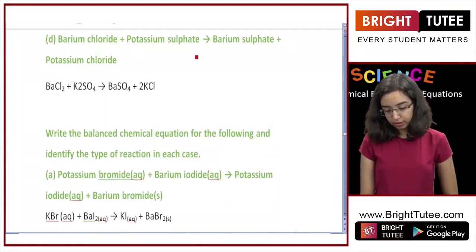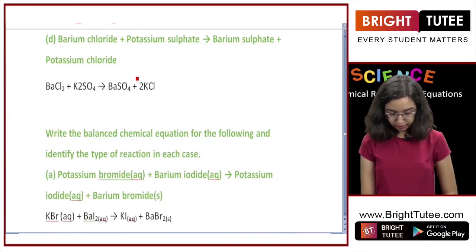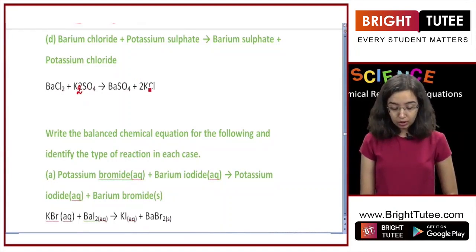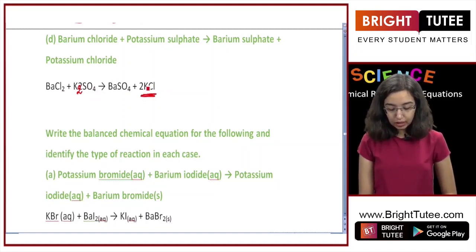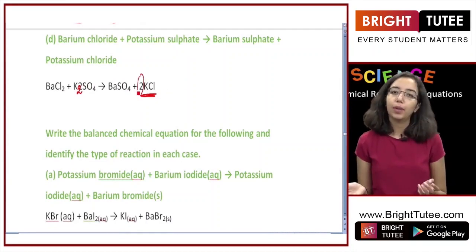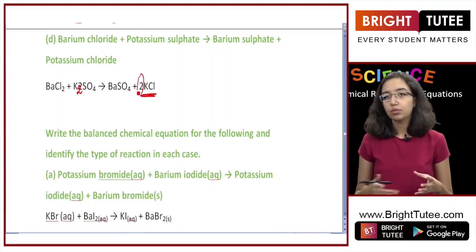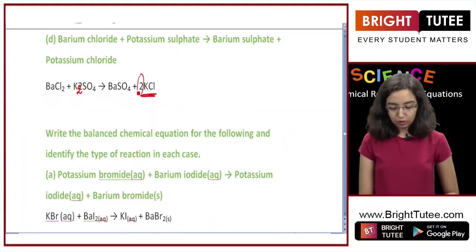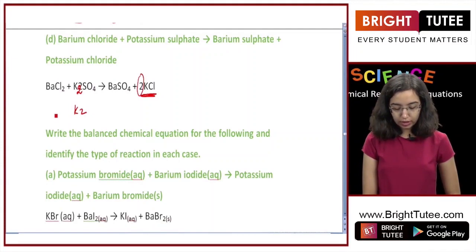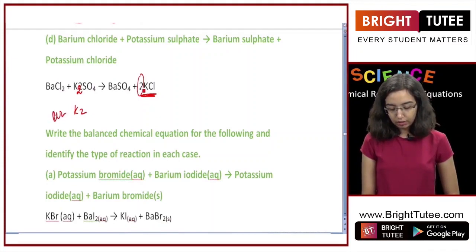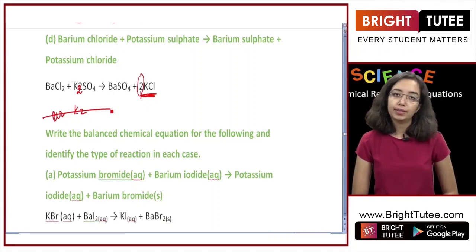Barium chloride and potassium sulfate form barium sulfate and potassium chloride. So again, barium chloride is BaCl2. This is K2SO4, BaSO4 plus 2KCl. So this equation was balanced, the only problem was that Cl needed to be doubled, and so did potassium. So we put a 2 here and the equation got balanced. Like I told you, this part is fairly simple, only one or two elements need changing. We could see that K was 2 here and so was Cl, and here if we put this 2, the whole equation gets balanced.